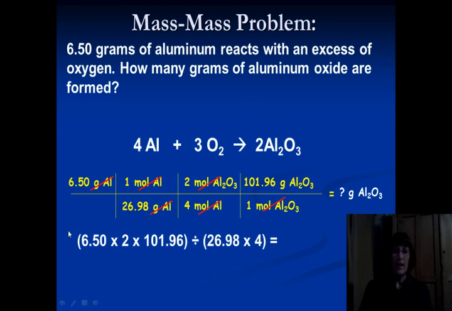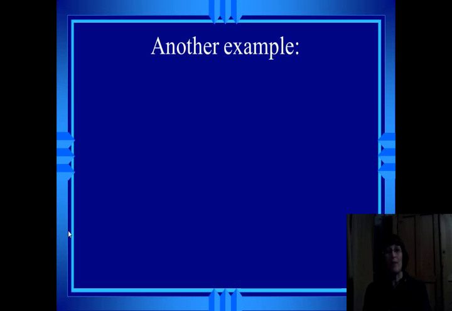So we've got 6.5 times 2, we don't care about the ones, times 102, divided by, open parentheses, 27, times 4, close parentheses, and we should get somewhere around 12.3. It'll be slightly different because the answer here used all the little digits to the right of the decimal, which you don't need to. So that's our mass problem.